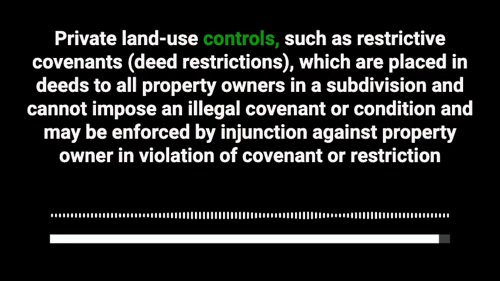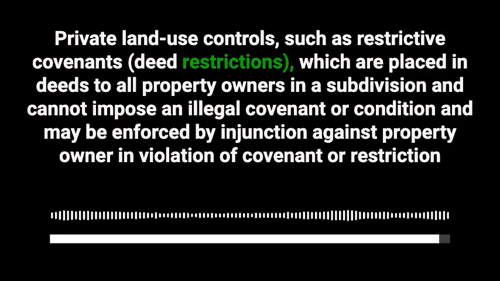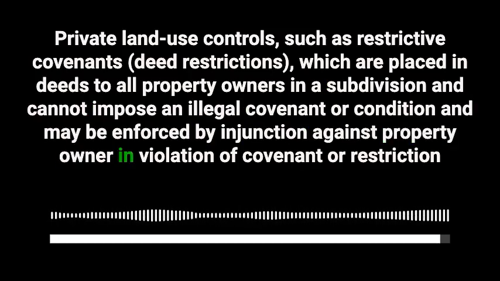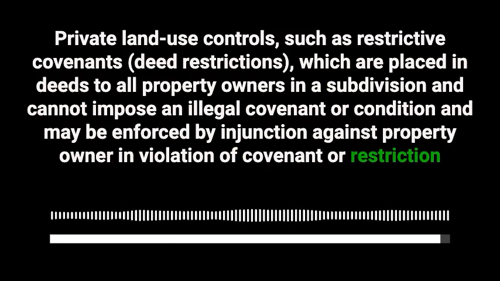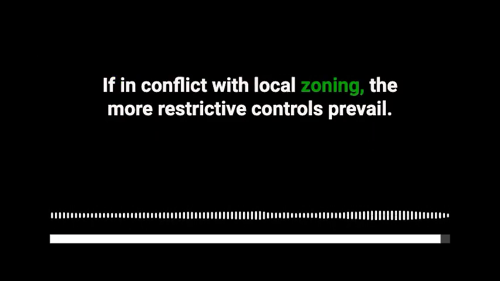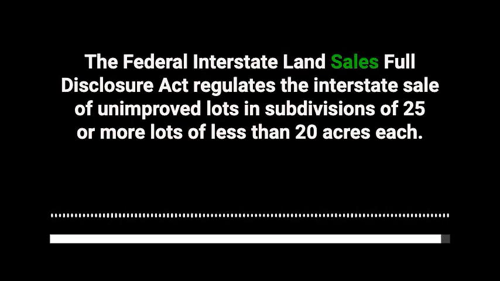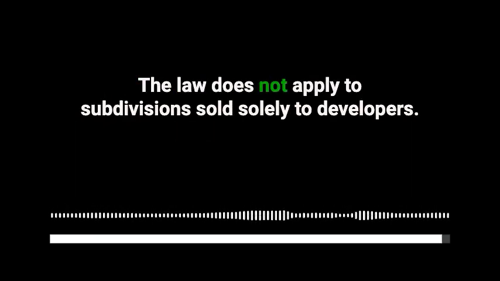Private land use controls, such as restrictive covenants, are placed in deeds to all property owners in a subdivision and cannot impose an illegal covenant or condition, and may be enforced by injunction against a property owner in violation of the covenant or restriction. If in conflict with local zoning, the more restrictive controls prevail. The Federal Interstate Land Sales Full Disclosure Act regulates the interstate sale of unimproved lots in subdivisions of 25 or more lots of less than 20 acres each. The law does not apply to subdivisions sold solely to developers.